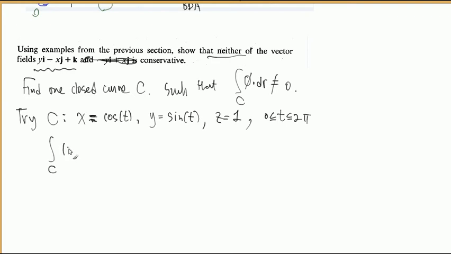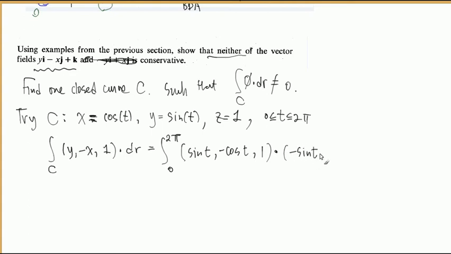What is this? The field is y, negative x, 1, dotted with dr, and then the parameterization 0 to 2 pi. y is sine t, x is cosine t, and 1, dotted with the derivative of this one, which is negative sine t, cosine t, and 0, times dt. That's how I calculate it, right? So what happened? If you do that, one gives you negative sine squared t, this one gives you negative cosine squared t, dt.